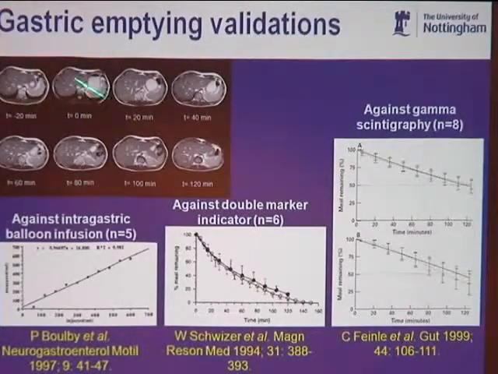You simply draw around the gastric contents. It's been validated many times. We validate it with a balloon, and you get 100% correlation really almost with the MR and the balloon volumes. If you validate it against the gold standard technique for gastric emptying, which is gamma scintigraphy, you get a slight discrepancy, and that's very easily understandable because in gamma scintigraphy you're measuring the volume of the meal.